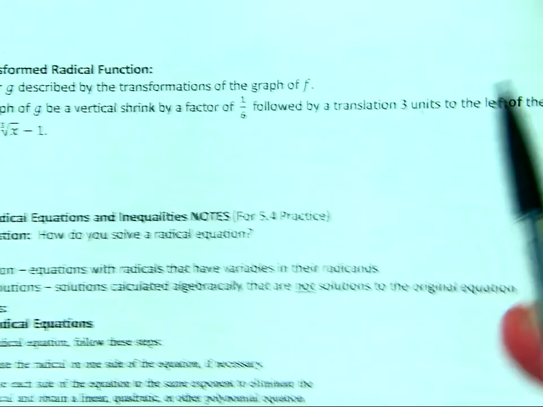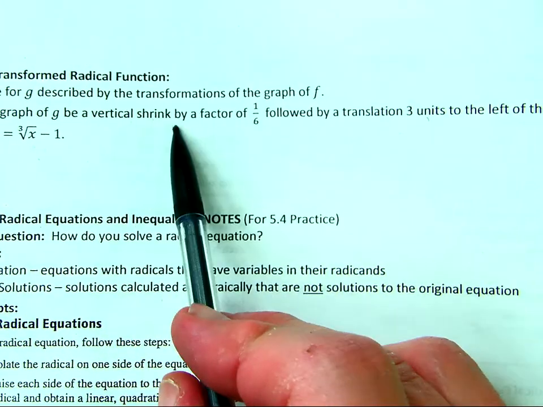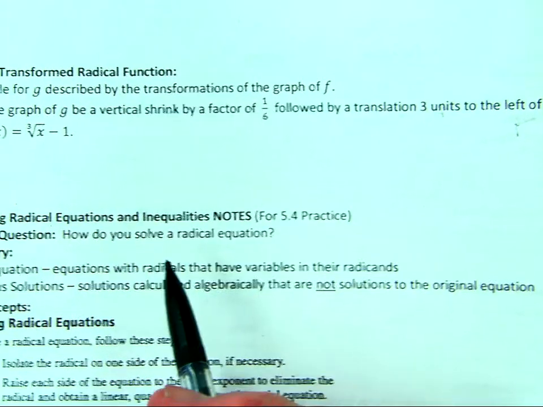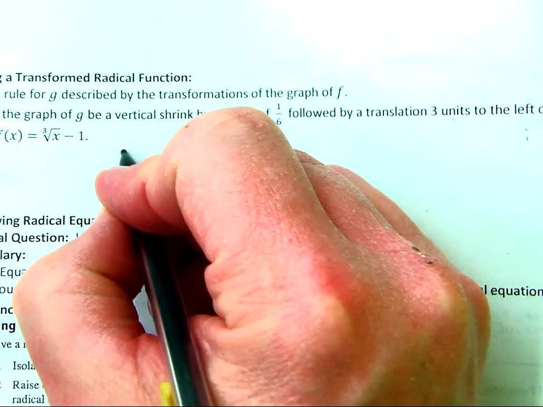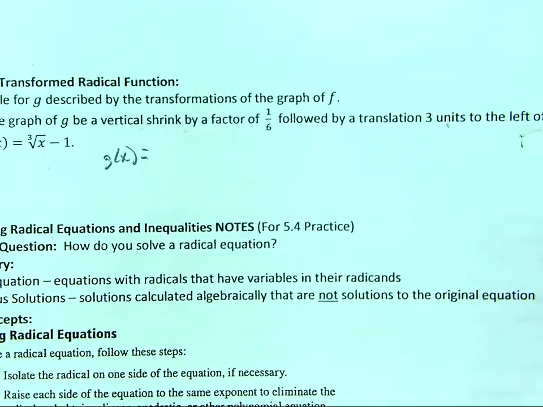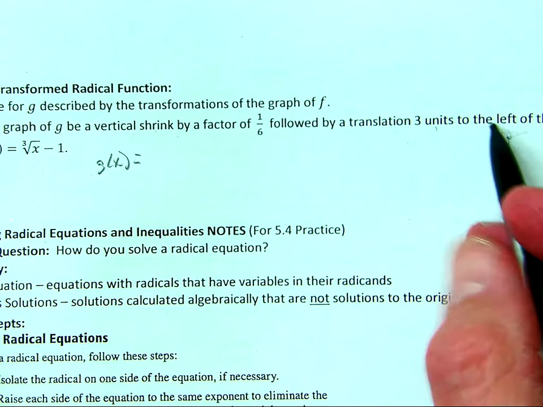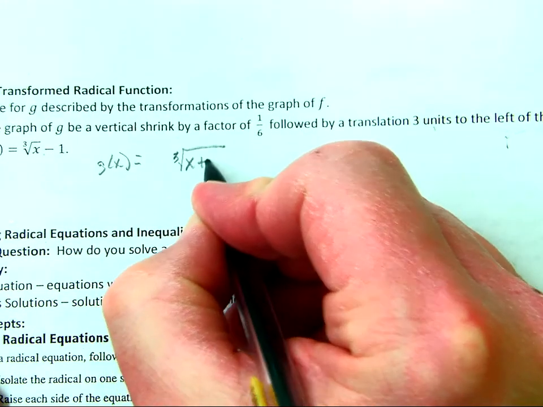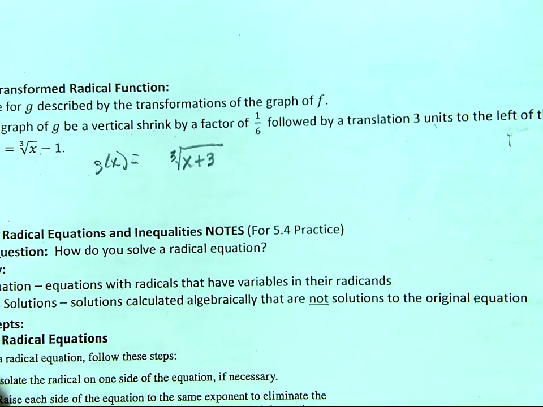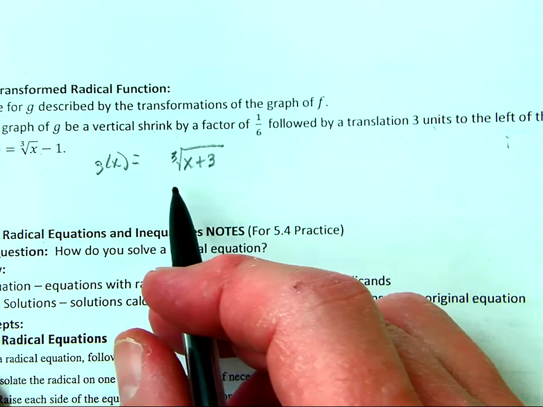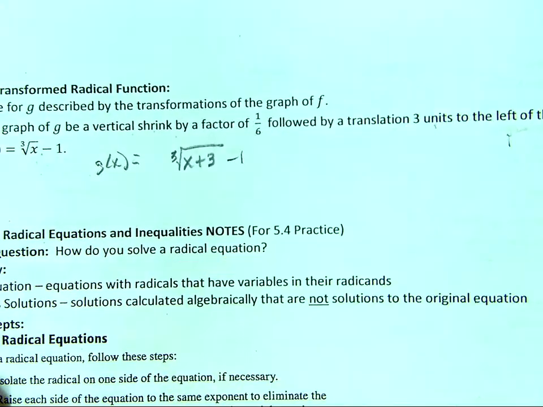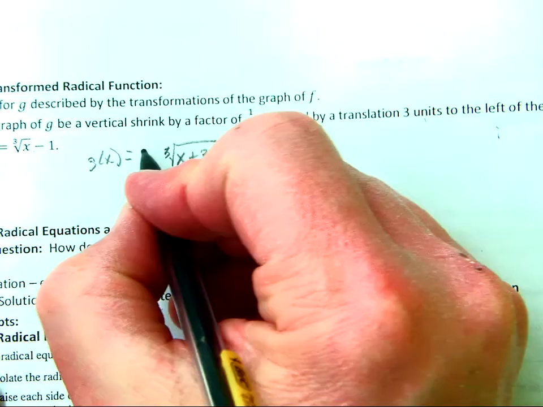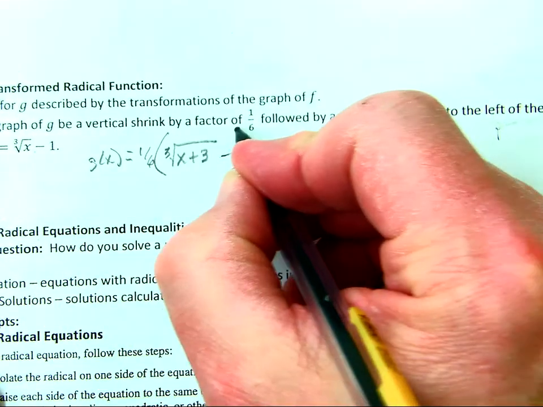Now this one is better than some, because this is a vertical shrink and this is moving left. Well, that's horizontal, that's vertical. Those don't really affect one another, which is good. So if we take that graph, we're going to make g of x. We can do these in any order. If we're going to move it 3 to the left, well, inside here, in that cube root, 3 to the left means x plus 3. Remember, we always think opposite. Then we still have the minus 1 out front. So that's shifting the whole thing left 3. Now we're going to shrink it vertically, so that means we need to put a 1/6 on the outside. So that looks like that.